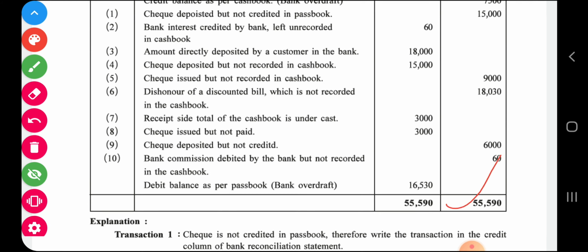55,590. So from this 55,590 we will deduct the debit side whatever figures are given. So we will have this much difference, 16,530. So as the difference is on debit side, and we have started with cash book, so as per passbook our answer will be, and as per passbook the debit balance indicates bank overdraft. So here you will put a star and you will write debit balance as per passbook, that is bank overdraft. This is how we can complete our sum.